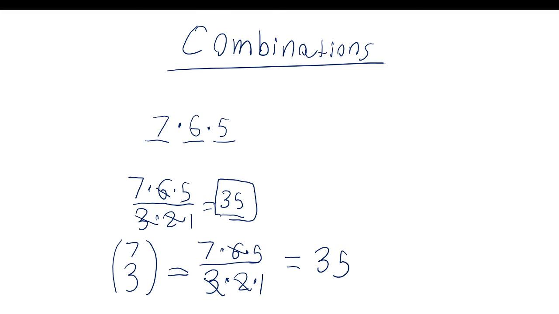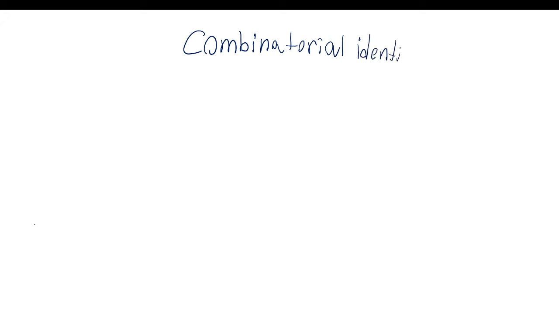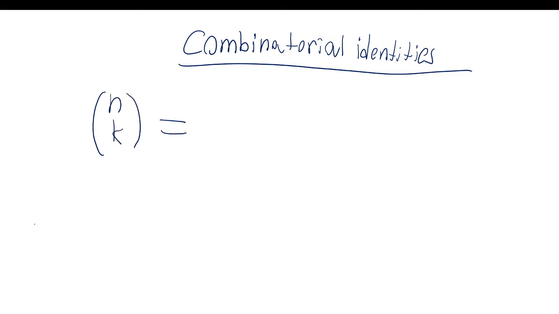Now, we need to discuss combinatorial identities. Suppose we have n choose k ways to order something. We can simplify this by keeping the n constant, and then n choose n minus k. That's how we can simplify it.